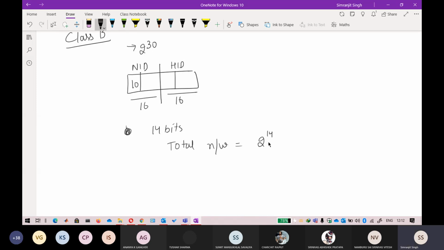2 raised to power 14. Okay, so each network has a size of 2 raised to power 16. That is this one, the host ID part. Again, you get the same number by totaling the IP addresses. Okay, so if you want to find the range, so you find the range.